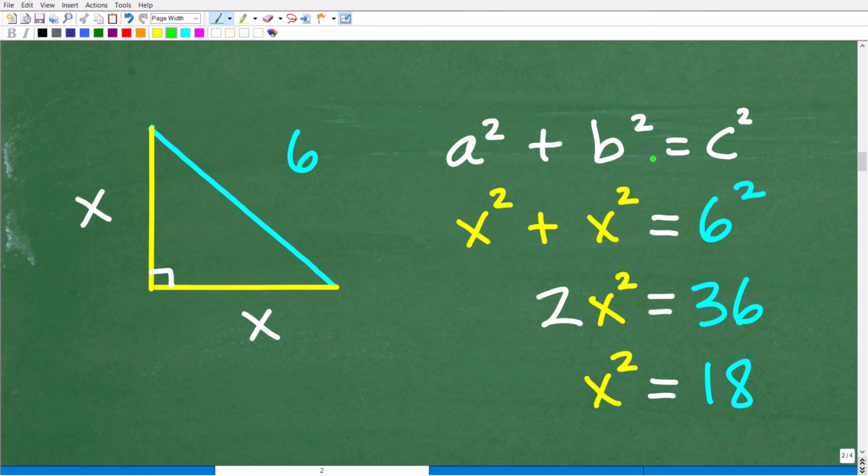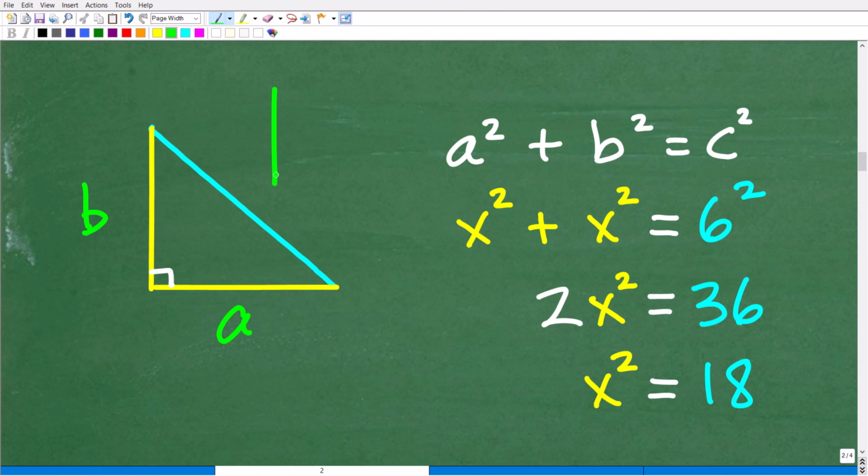So let's just talk about this real quick. You can see I have this work laid out, but let's make sure we understand what's going on here. So we have a squared plus b squared is equal to c squared. What does this mean? Well, matter of fact, let me just erase this here real quick. So a and b are the shorter sides of a right triangle. Now, of course, in this particular case, because we're dealing with the 45, 45, 90 degree right triangle, these are actually the same length.